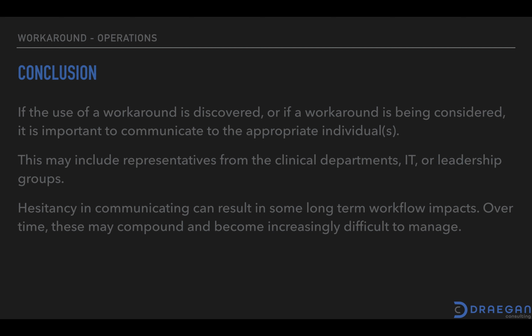Hesitancy in communicating the use of or the discovery of workarounds can actually result in some long-term workflow impacts. We don't want there to be cascading effects without communication and dialogue occurring. Over time, if that happens, and they start to snowball and get out of control and not enough people know about them, they can become increasingly difficult to manage. As I mentioned in the impacts video, you end up with testing scripts and training scenarios that are very misaligned, and you may have some cascading impacts down the road. So communication is key, and working together is huge.